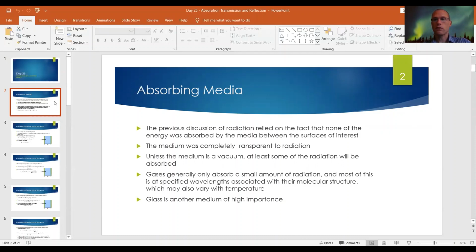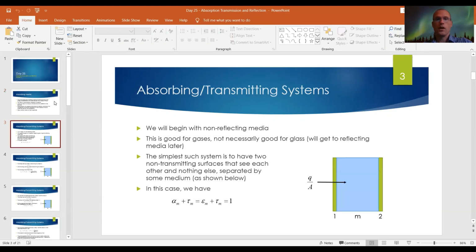Generally on Earth, we're going to have air between the two objects. Air being a gas, gases generally don't absorb too much, but sometimes that may be important. When you get to something like glass or water between two objects, those might be even more important. So this would be applicable to those scenarios. Starting off with dealing with just absorbing, so not going to deal with reflection yet.